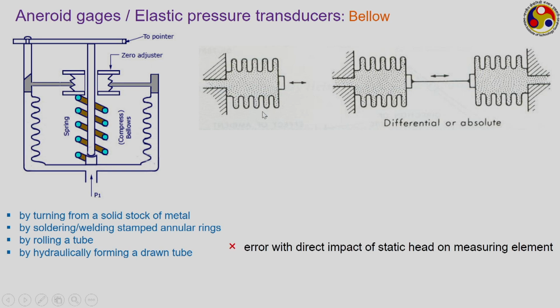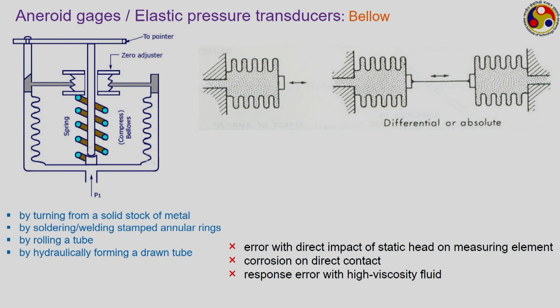They have advantages quite similar to the diaphragms, but the problem is they can show some error with direct impact of static head on measuring elements. There can be corrosion on direct contact and response over high presence of fluid. Actually, these bellows are generally immersed in certain kind of fluid here. The viscosity of the fluid may dampen the deflection, thereby causing some problem in response, and if we are using them in some complicated or sticky environment, they need frequent cleaning. Still, they are also quite well used devices like the other elastic transducers.